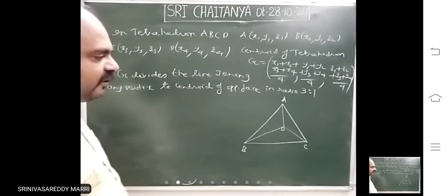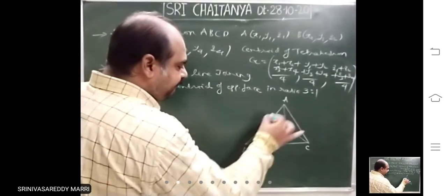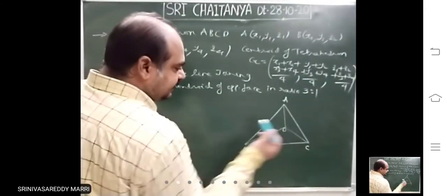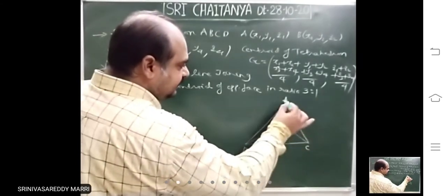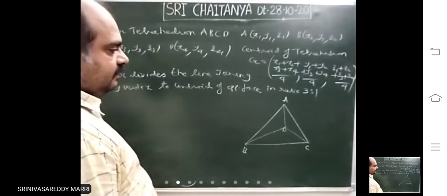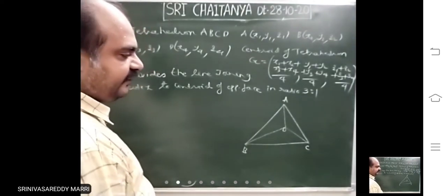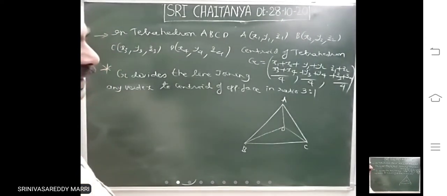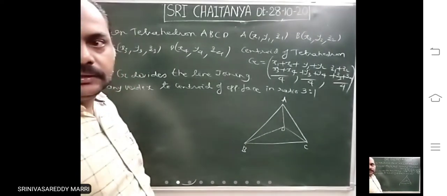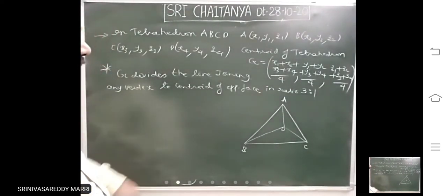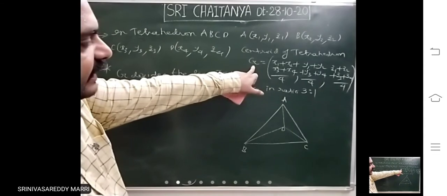It will have 4 faces as in the diagram. A, B, C is on your paper. B, D, C is one face. C, A, D is one face. Right? So B, D, A is one face. 4 faces will be there. The base that is on your paper, that is called the base. Right? These are the 4 faces. So there will be a centroid for the tetrahedron.